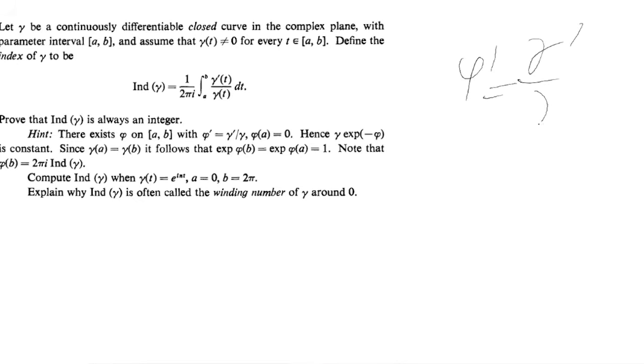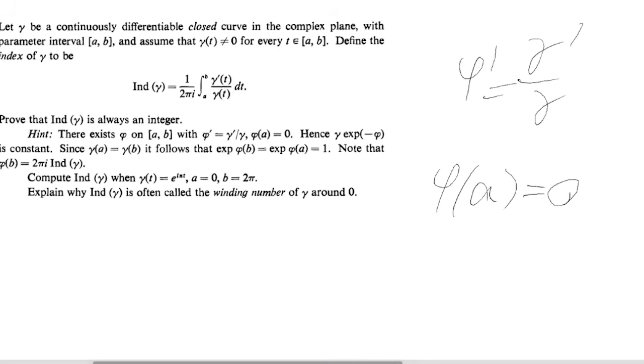to gamma prime over gamma, which is done through integration, which you can do on this particular function, gamma prime over gamma, and then you can just offset it so that phi of a is equal to 0, which is not a trouble.